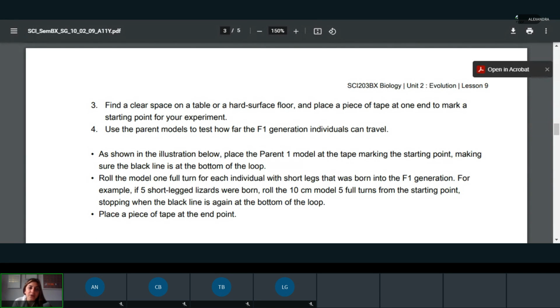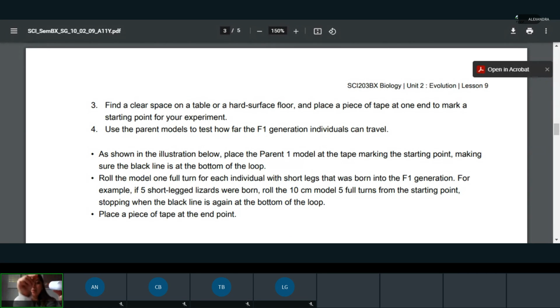So for example, if 5 short-legged lizards were born, roll the 10-centimeter model 5 full turns. So what that means, that's why we have this line here. So that's what we're going to start with, right? You're going to, on your surface, roll it down the table until that black line is back to where we started, right? So let me do that again.